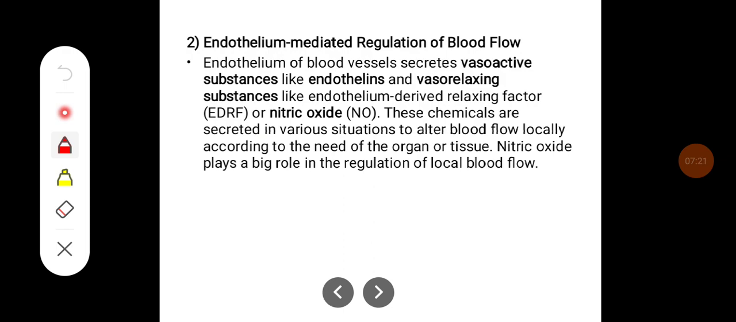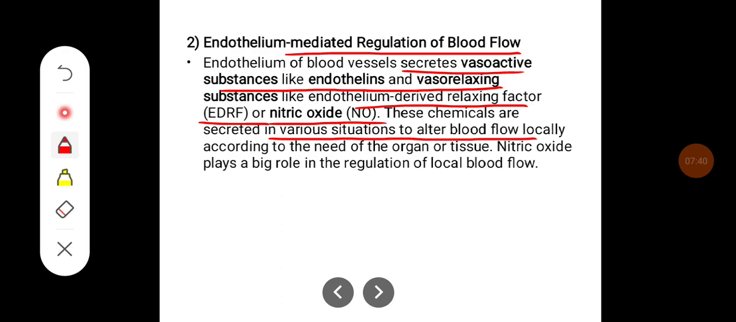Coming to the endothelium mediated regulation of the blood flow. Endothelium of the blood vessels secretes vasoactive substances like endothelins and vasorelaxing substances like endothelium derived relaxing factor, that is EDRF, or nitric oxide. These chemicals are secreted in various situations to alter the blood flow locally according to the need of the organ or tissue. Nitric oxide plays a big role in the regulation of the local blood flow.